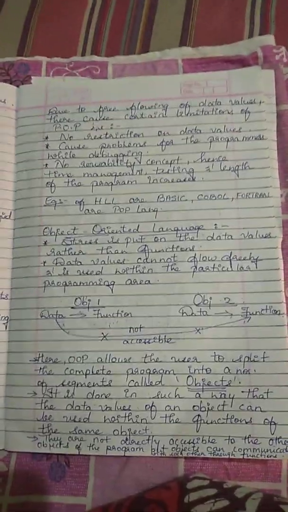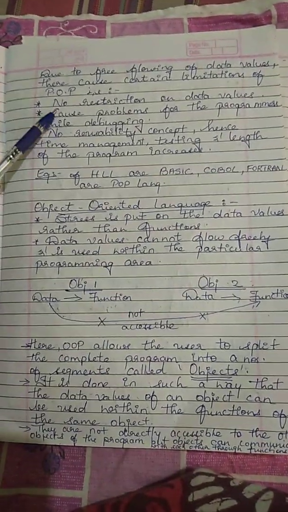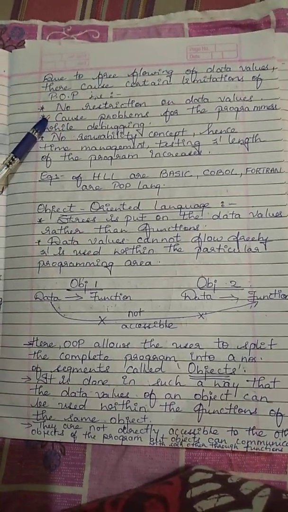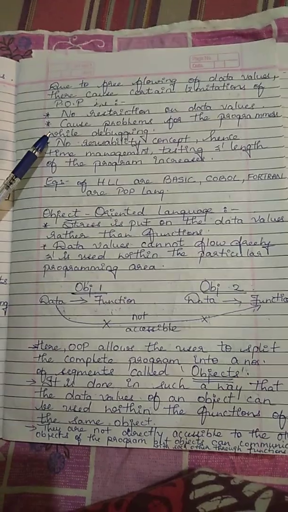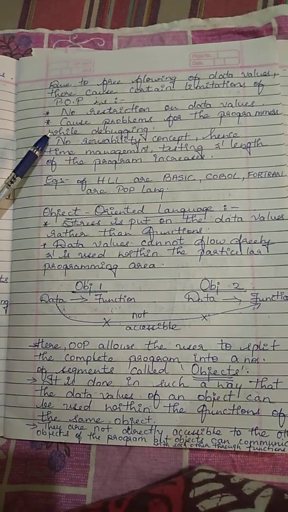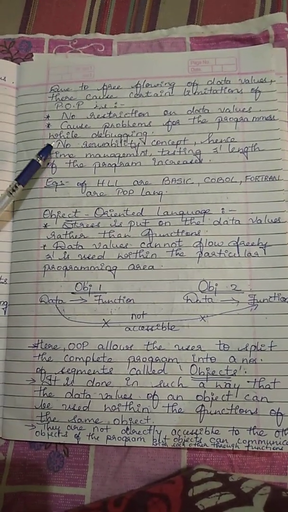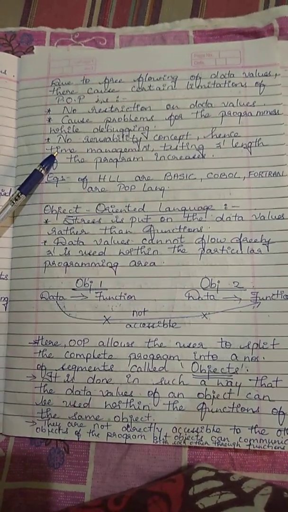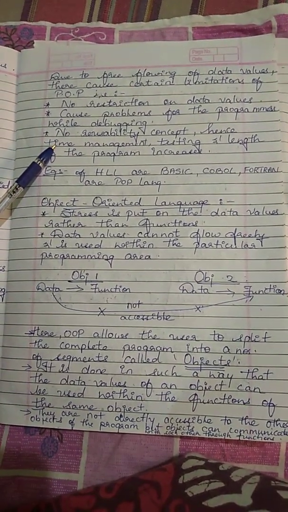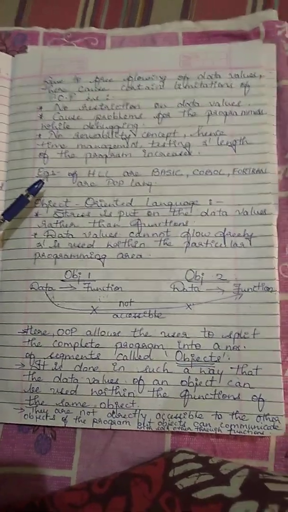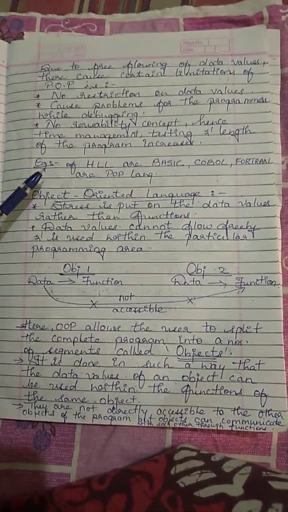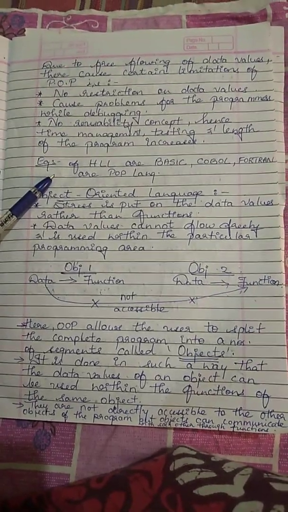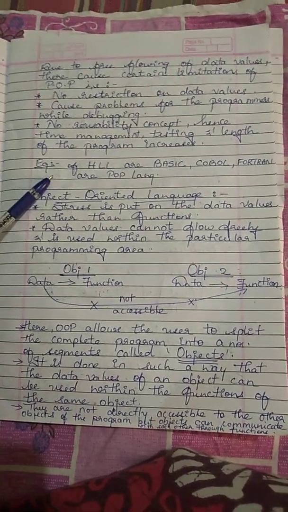Then it had certain disadvantages of using POP. There is no restriction of data value. Problems were faced by the programmer while debugging. The program was very lengthy as you were using POP in your programming structure. Then we went through examples of POP, that is BASIC, COBOL, Fortran, etc.